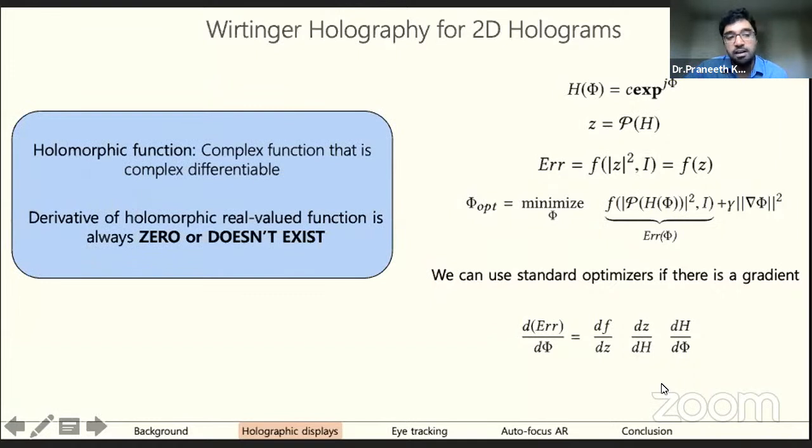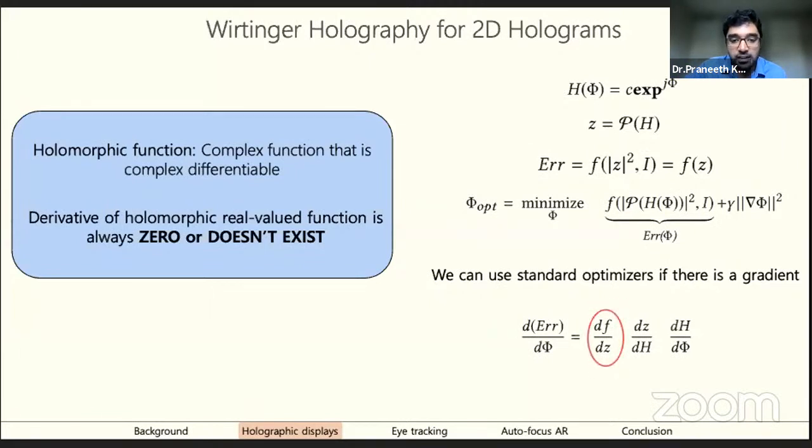Here, one important thing that we want to know is what's called a holomorphic function. A holomorphic function is any complex function that is complex differentiable. So, here we are looking at a complex description of a light wave, and so the domain of this error function is complex, and any derivative of such a holomorphic function which has a real valued output is always zero, or it doesn't exist.